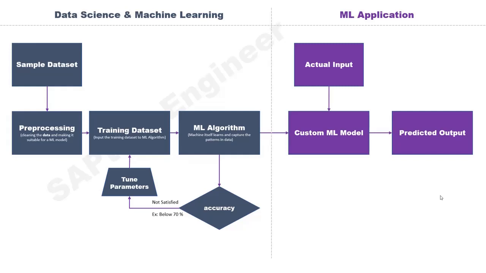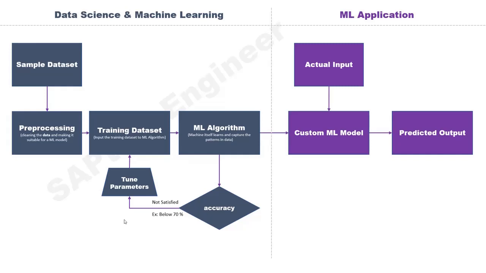After going through the machine learning algorithm, the machine itself will learn and capture the pattern within the data, and we can also test the accuracy after doing the machine learning. If the accuracy is not satisfactory, then again the machine learning engineers will tune the parameters and make the final training dataset fit the machine learning algorithm.